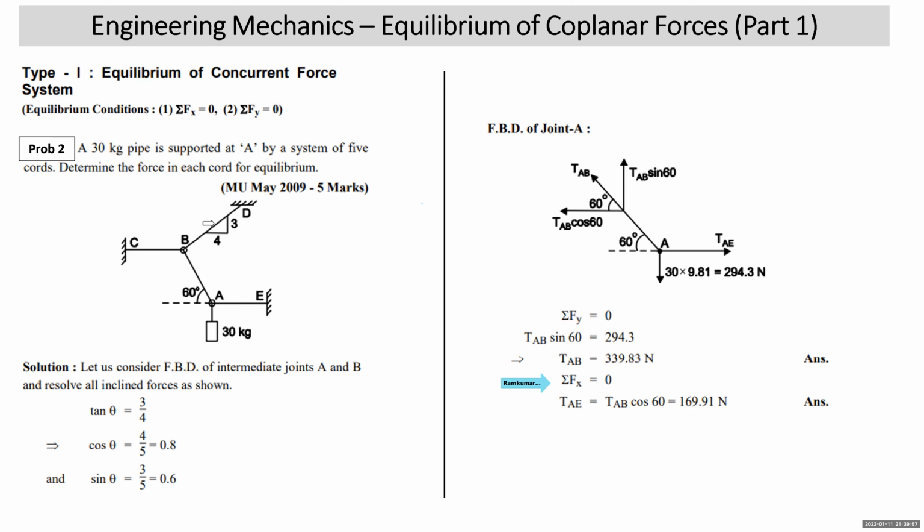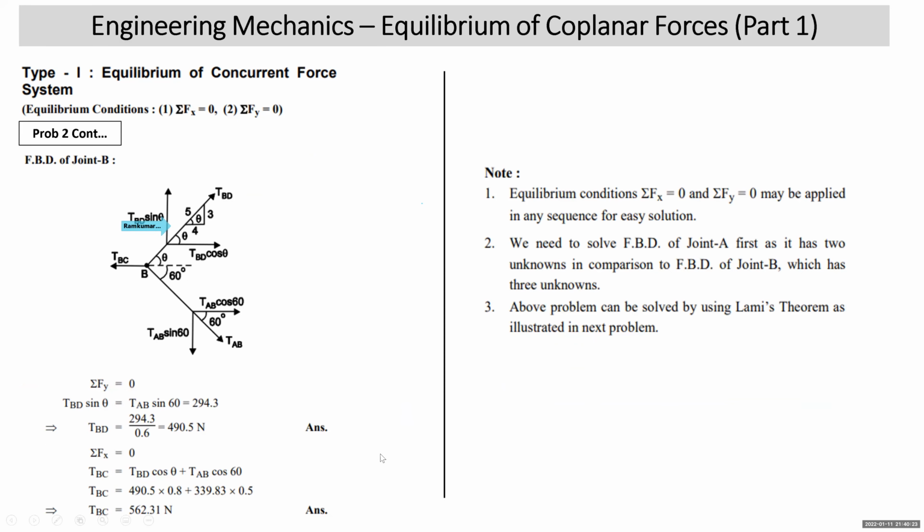Now, when I go to FBD of joint B, tension in string AB is already known to me. Tension in the string AB is already known to me from FBD of joint A. So this joint is now workable, or it can be solved. You will get two unknowns without any problem. Now you can see that I've drawn FBD of joint B.